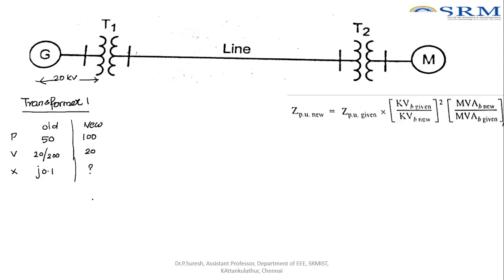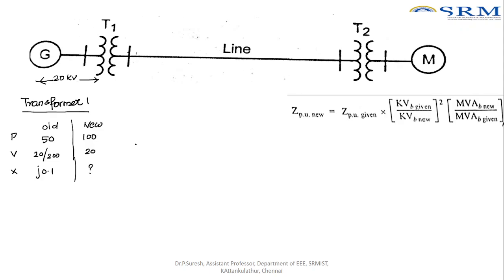What is the X value? Okay, so as I told you earlier, up to the transformer 1 primary, the new value is 20. Understand? So for the secondary it is going to be changed. Now we are not going to consider that. So we are going to consider only the primary side. So it is 20 kV. Now we can use this formula.